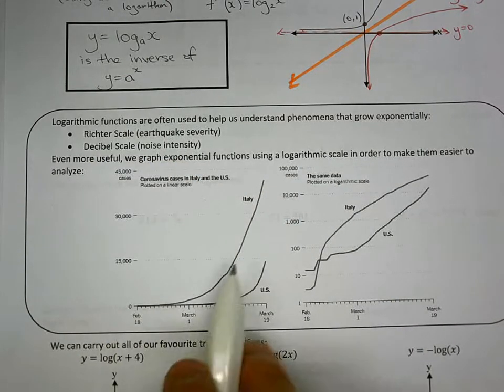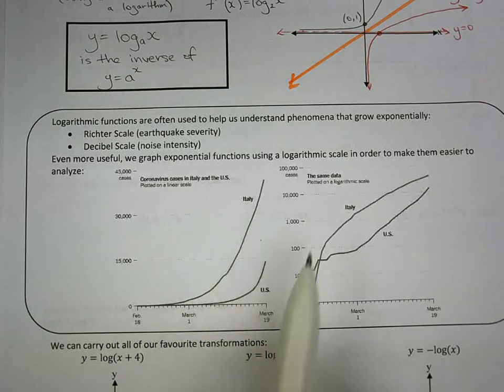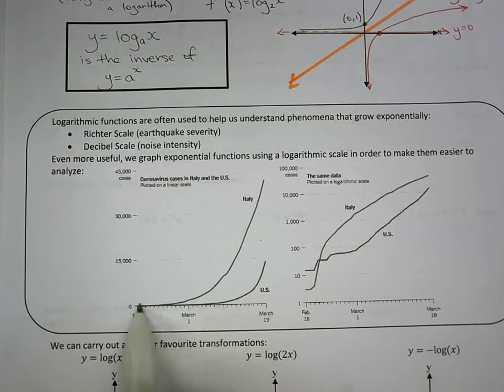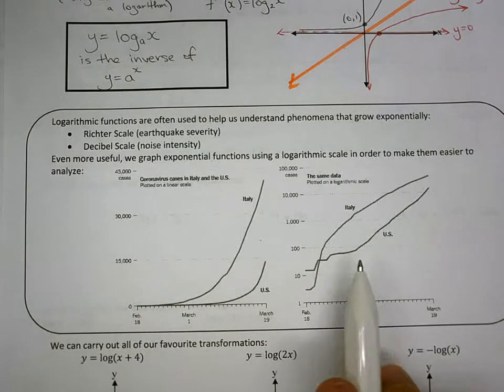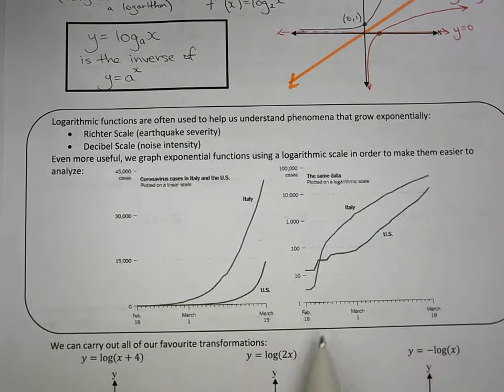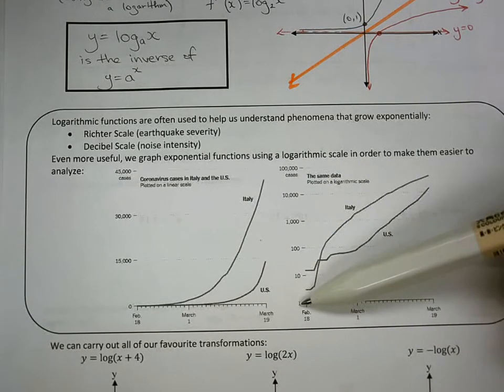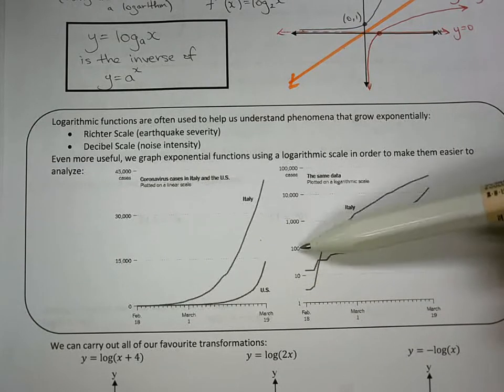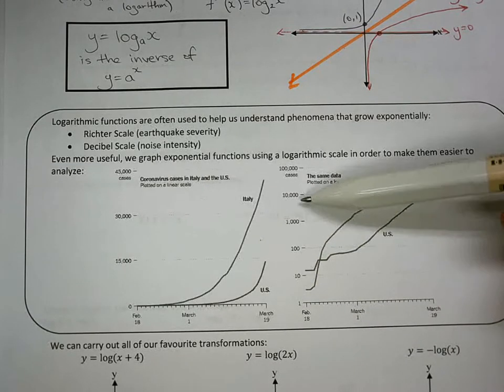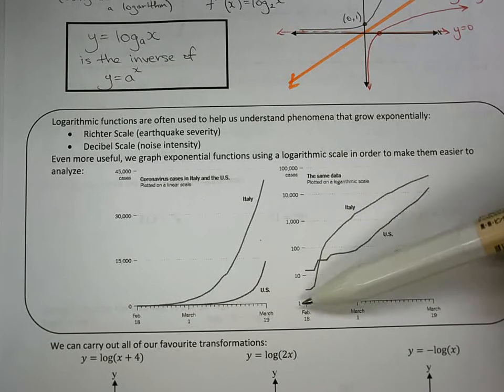So I look at these two. It's hard for me to tell which is worse, Italy or the US. It's also hard for me to tell what's happening here. Now look at the second graph. This is the same data with the logarithmic scale. So the days on the x-axis still go up by 1 each time. But now, if you look on the y-axis, every major tick mark here goes up by an order of magnitude, goes up by 10.